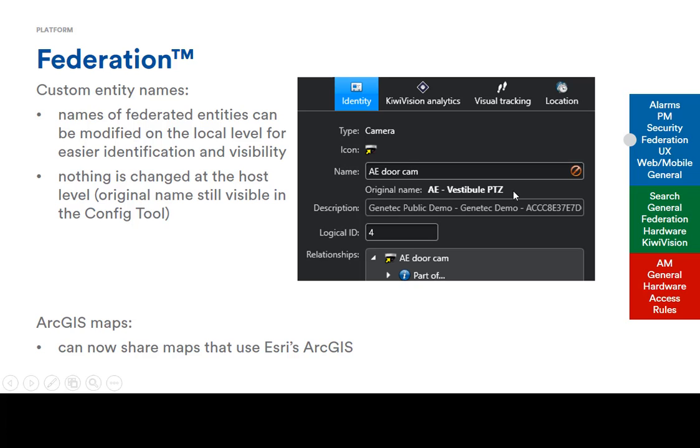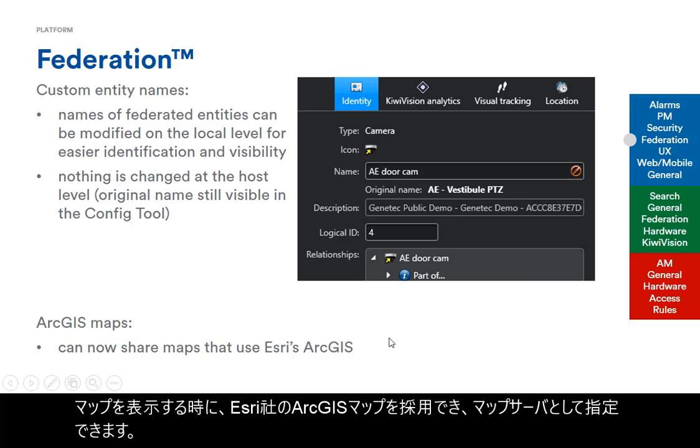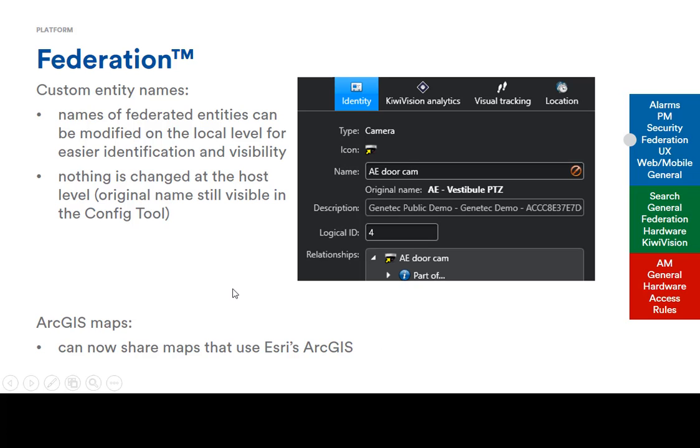And one other tiny thing to add for federation, well, not tiny, is we now support federating ArcGIS maps. So now we can share the maps that are using Esri's ArcGIS as their GIS map server. That can be for Plan Manager, it can be for AutoView, whatever you need to use it for. Now you can actually share those maps over Federation.